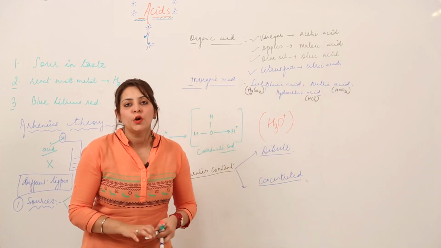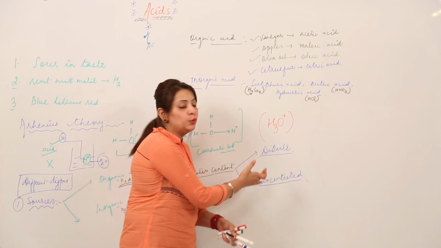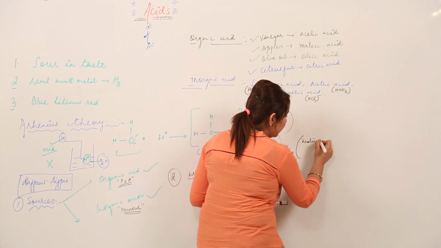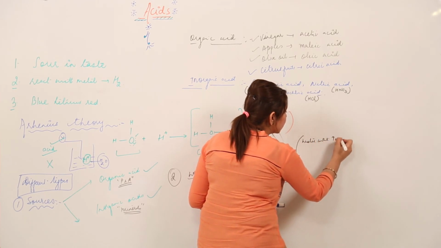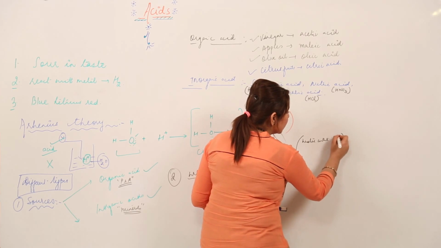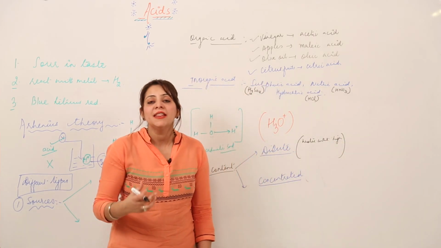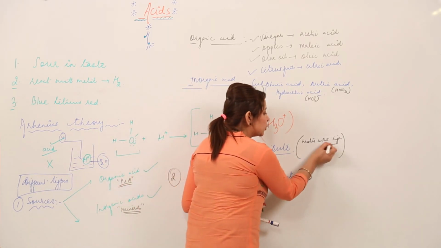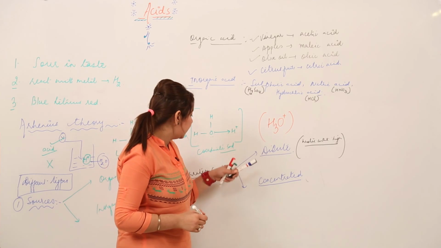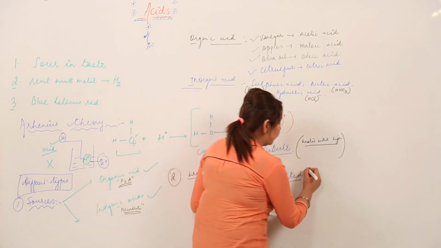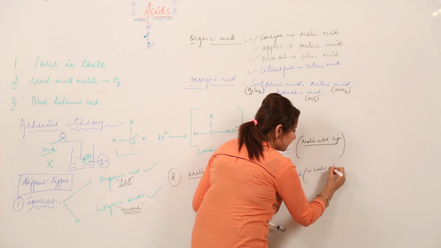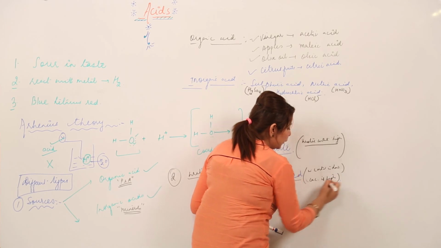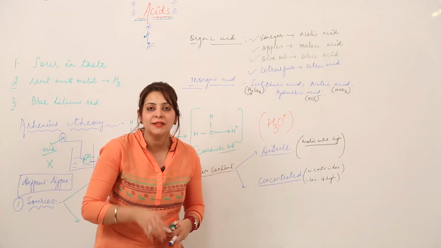So see, on the basis of water content we have two kinds of solutions, one is dilute and the other is concentrated. If the water content is high, that means the water content is more and the concentration of the salt in its aqueous solution is less. So it is called a dilute solution or dilute acid. And if the water content is low and the concentration is high, then it is called a concentrated acid.